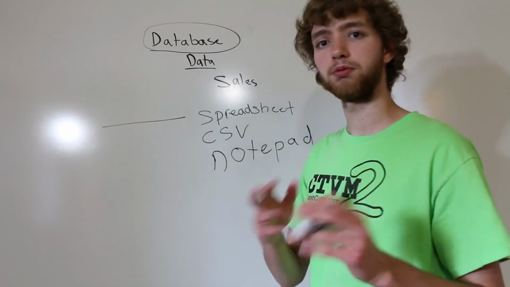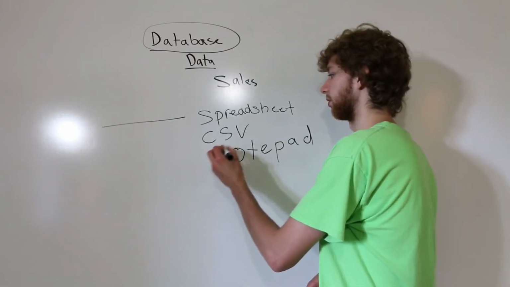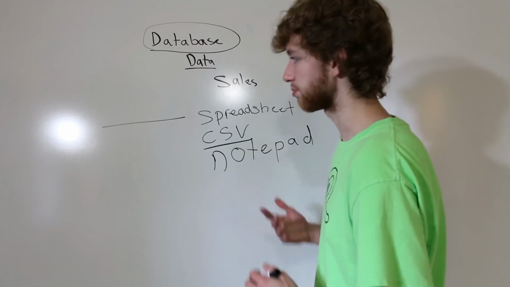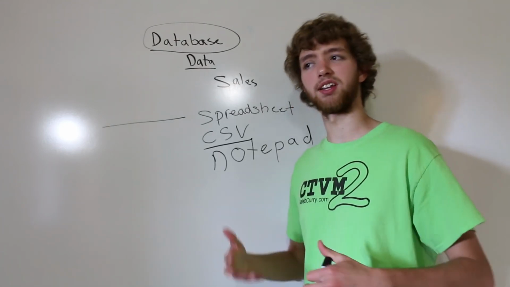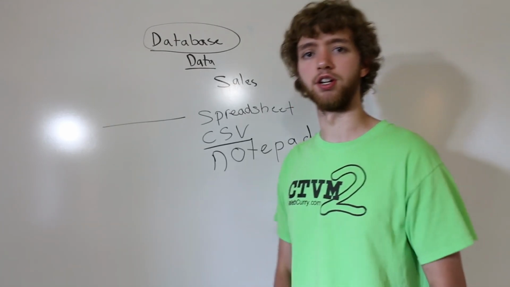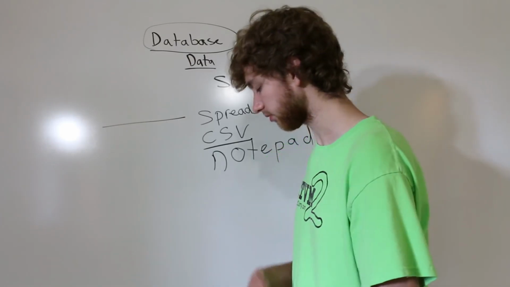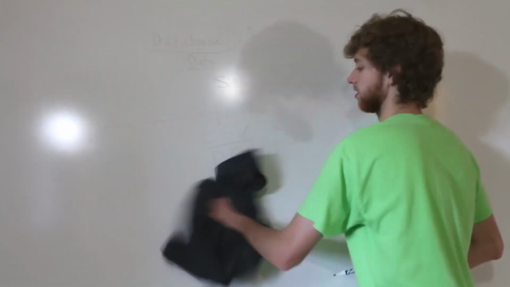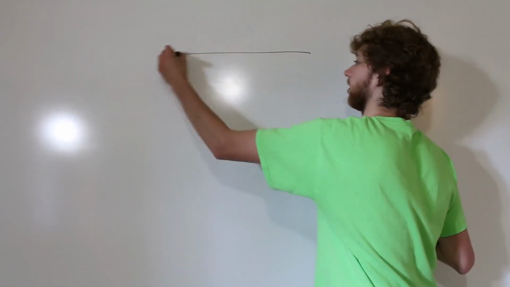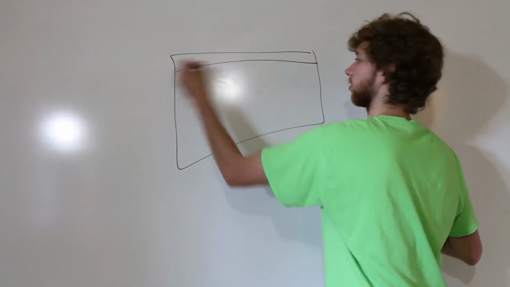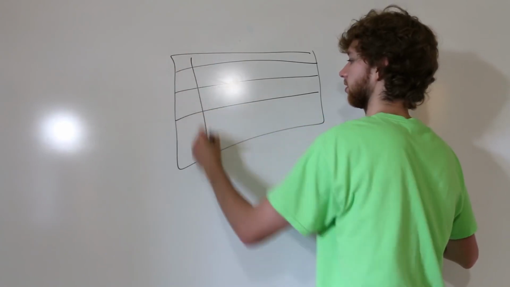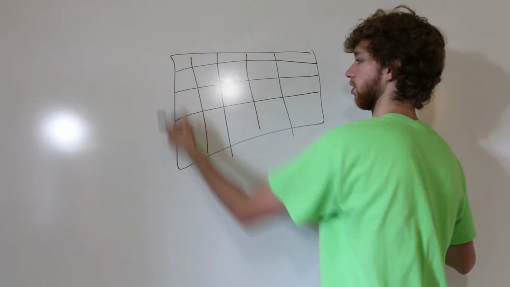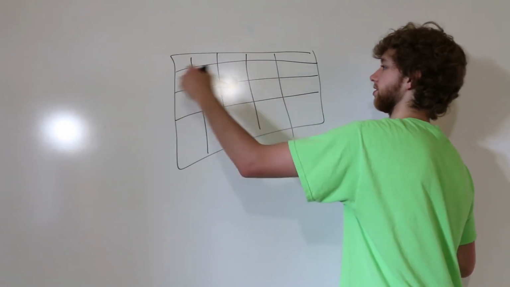Comma separated value, that's pretty self-explanatory by the name. And a spreadsheet, well, spreadsheets are kind of like a very simplified version of databases. And you'll see why pretty soon. But I'm sure a lot of you have worked with spreadsheets. Spreadsheets have a table-like look with columns and rows. These are columns, and this is a row.